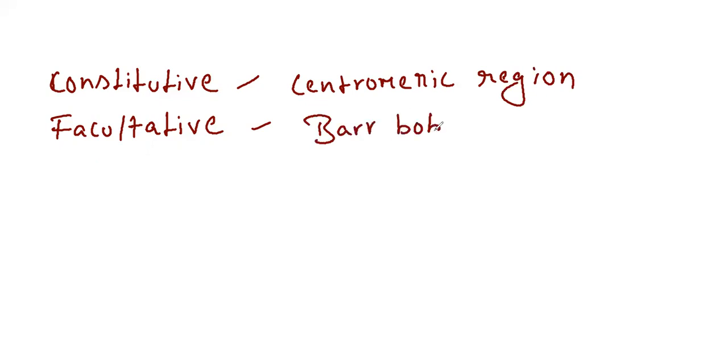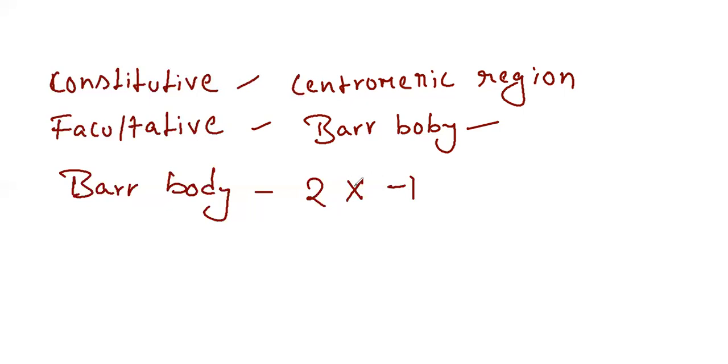I hope you know what a bar body is. You can see this in the X chromosome. And bar bodies are actually facultative heterochromatin. It is not seen in all the cells, in all the stages. So it is usually seen in females. And the number of bar bodies in the nucleus of an individual is X minus 1, the number of X chromosomes minus 1. So how to calculate the bar body: for example, females have 2 X chromosomes. 2X minus 1. Okay. So the number of bar bodies in a female is 1.